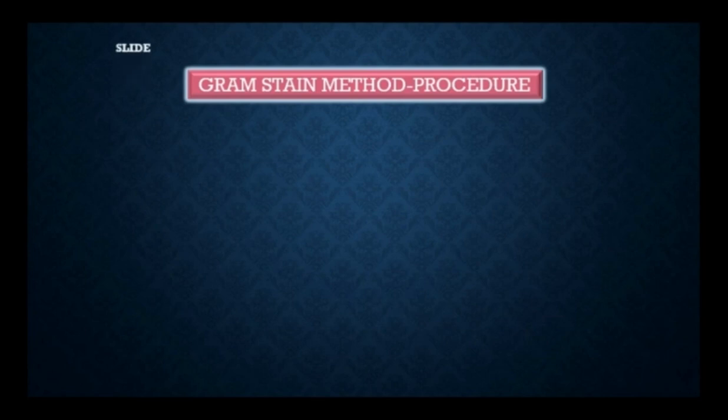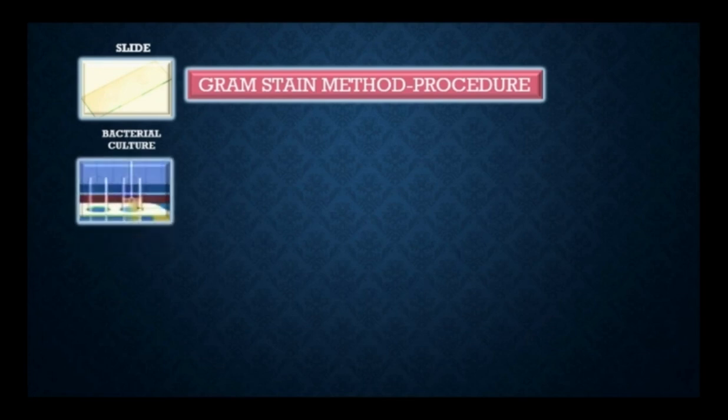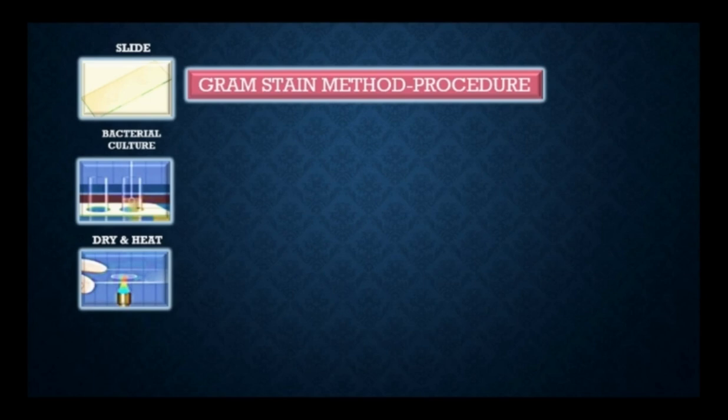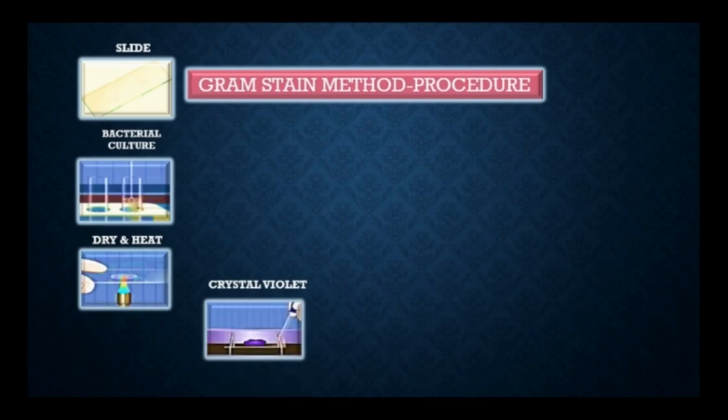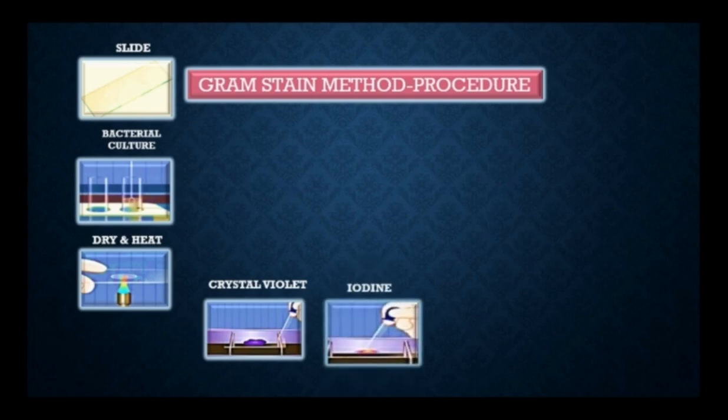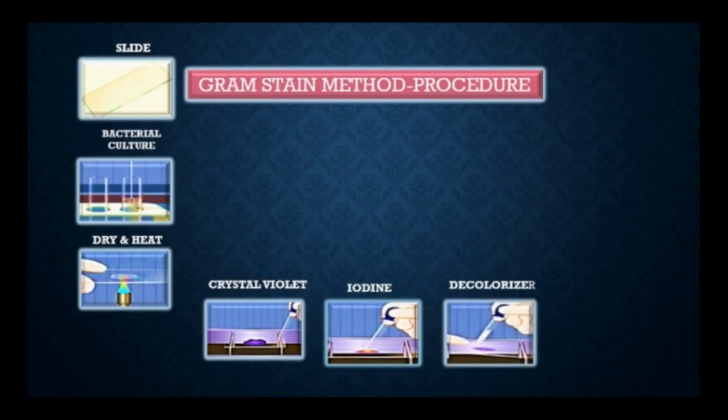Let us go through the entire procedure. Take a clean slide, wash it and dry it, and with the help of a loop, prepare a smear on the slide and dry it and heat it to fix the slide, and then add a few drops of crystal violet, allow it for 2 minutes. After that, wash it and dry it, then add a few drops of iodine and allow it for 2 minutes, wash it and dry it, and then add decolorizer and wash it and dry it.